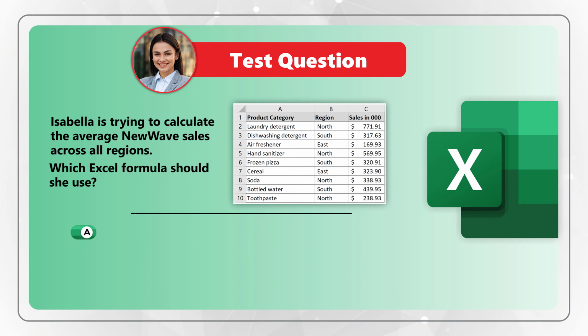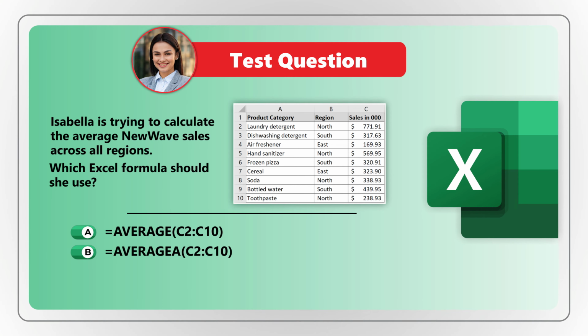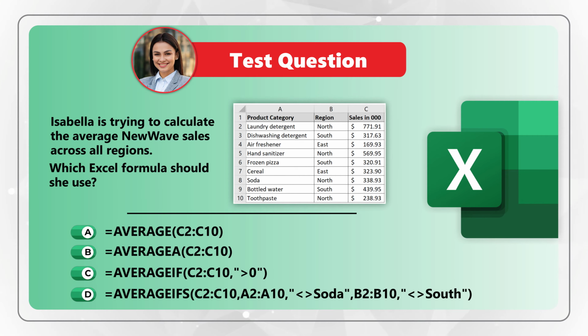Choice A, AVERAGE formula and parameters to supply C2 through C10. Choice B, AVERAGEA formula and parameters supplied are C2 through C10. Choice C, AVERAGEIF formula and the values are C2 through C10 and the second parameter is greater than 0. And last but not least is AVERAGEIFS, and then as the arguments you see the range C2 through C10, second argument is range A2 through A10, third argument is not equal to D, fourth argument B2 through B10, and the last argument is not equal to South.